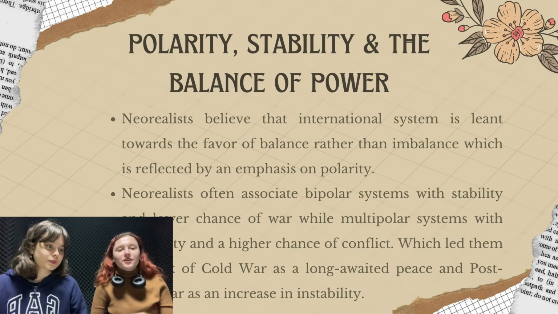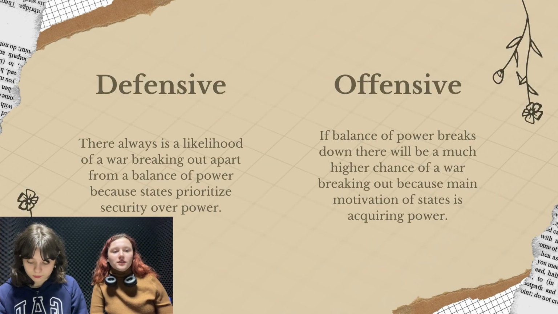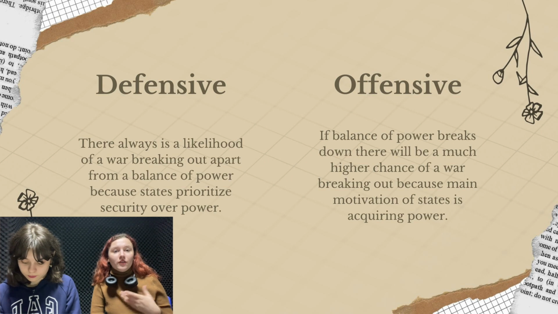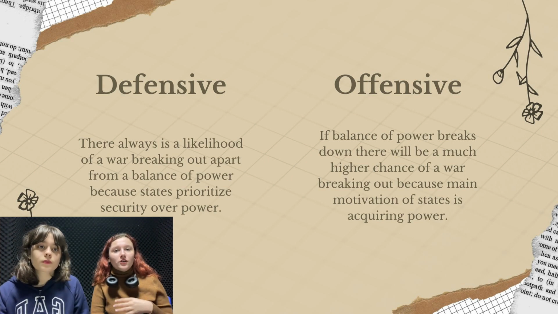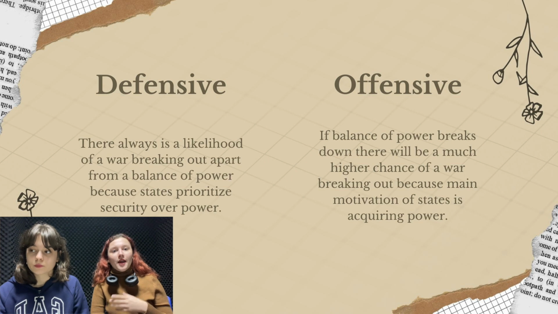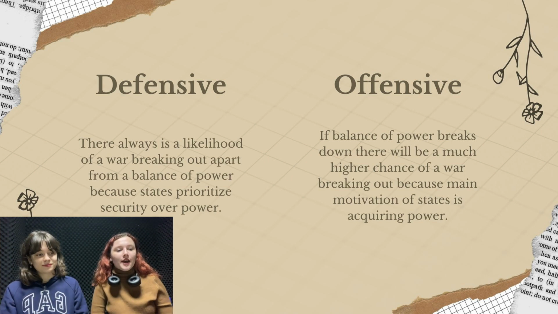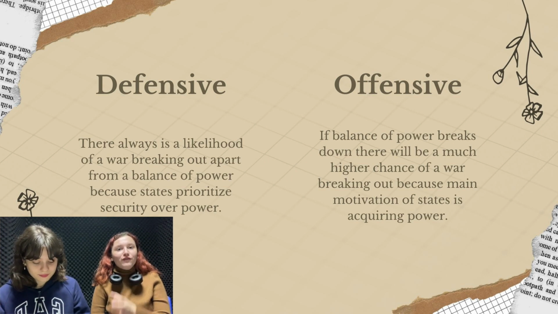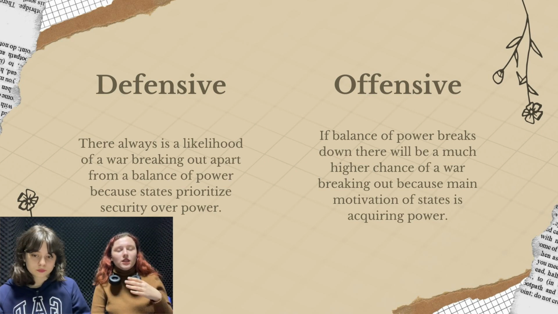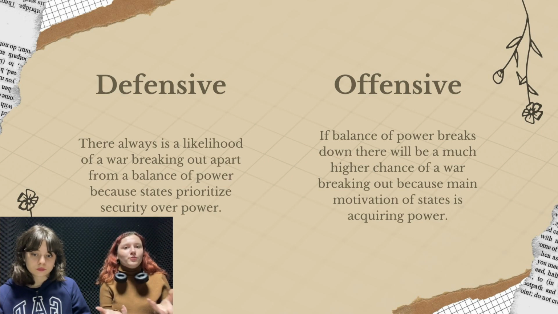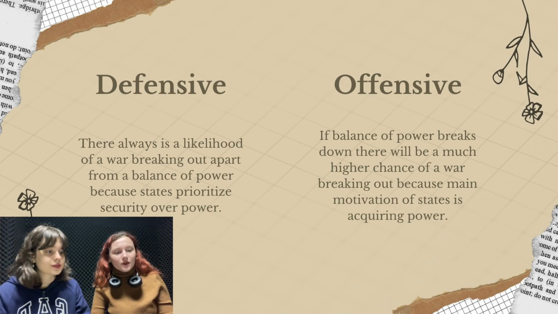So there are defensive and offensive realists. Basically, defensive realists think that even if there is a balance of power, there is a chance of war breaking out at any point in time. So you need to be prioritizing security over power. While offensive realists believe that if a balance of power breaks out, you need to be prioritizing your power, because a war can break out, and security is not that important, but power is more important. They basically believe that.